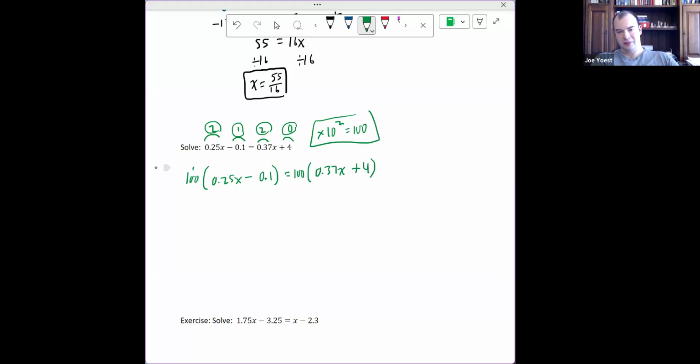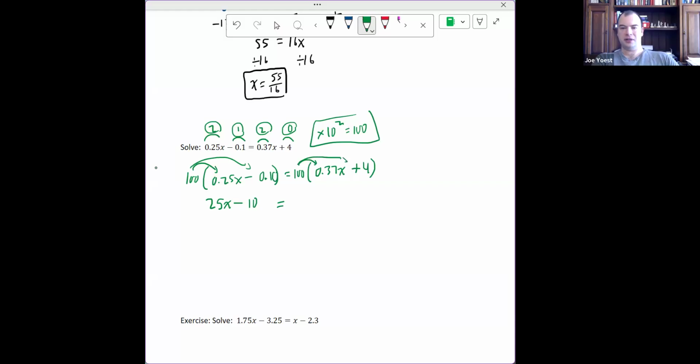I'm going to distribute my 100. 100 times 0.25 bumps the decimal point 2 to the right. That is 25 times x. Minus, I can think of 0.1 as 0.10. Bump the decimal point 2 to the right. That gives me 10. And of course, 100 times 0.1, 100 times 1/10, is just 10.